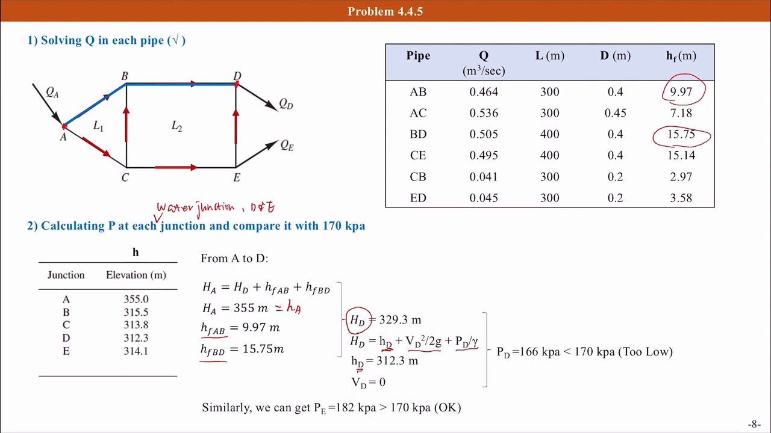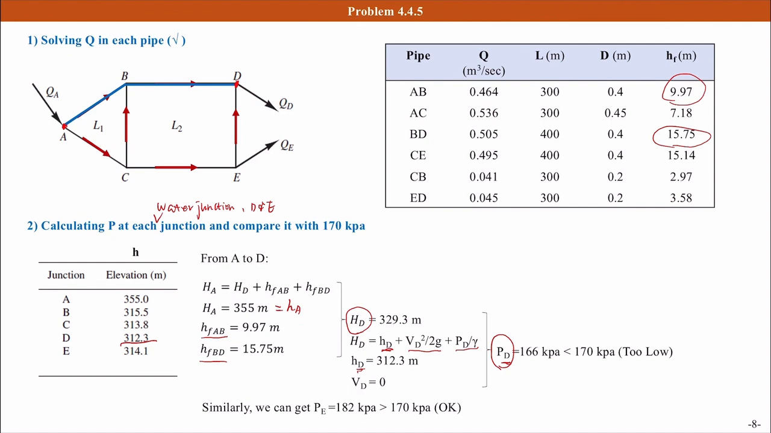Because the total energy at point D equals its elevation, velocity head, and pressure head, we can find its elevation in this table. And we assume the velocity equals 0 at point D. Then we can get the pressure at point D equals 166 kilopascal, which is smaller than 170 kilopascal. Then the pressure at point D is too low.